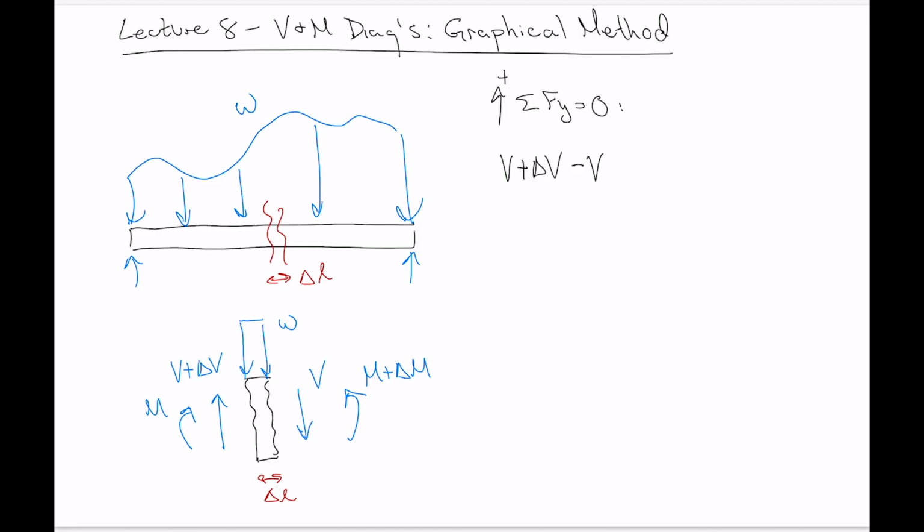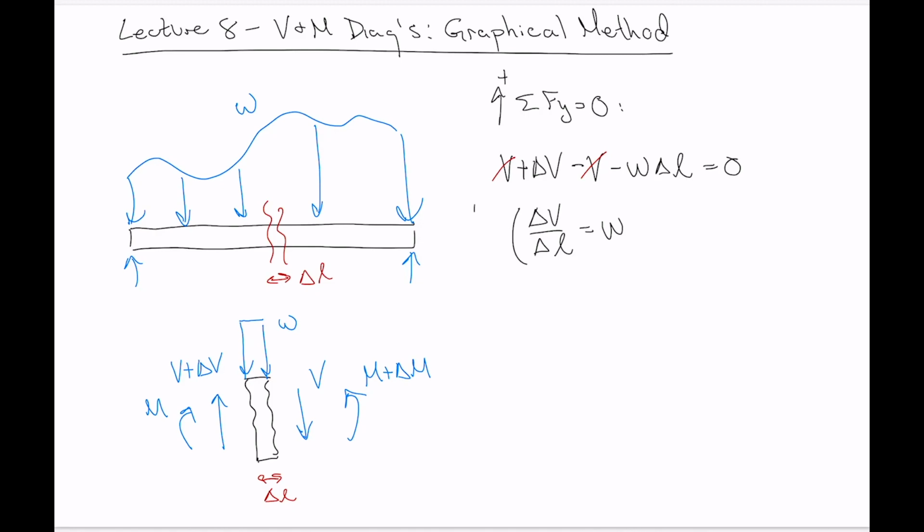Now again, if delta L is small, so W is approximately constant over that length, then we can just write W multiplied by delta L here. That equals 0. Okay, so we've got a V and we've got a minus V, so those cancel out. And then a little bit of rearranging here, we've got delta V over delta L equals W.